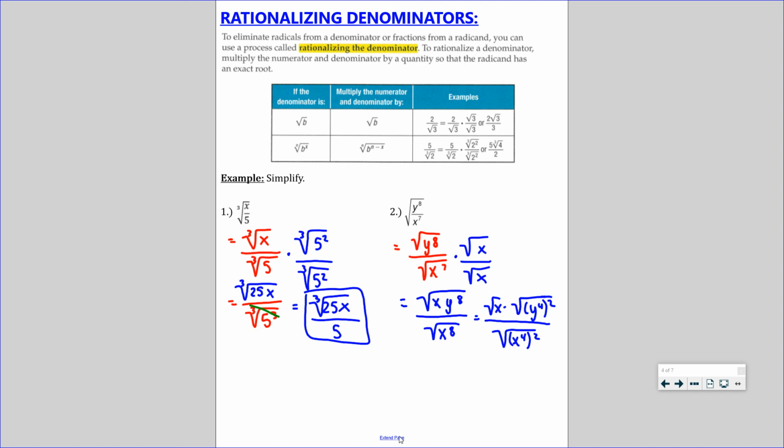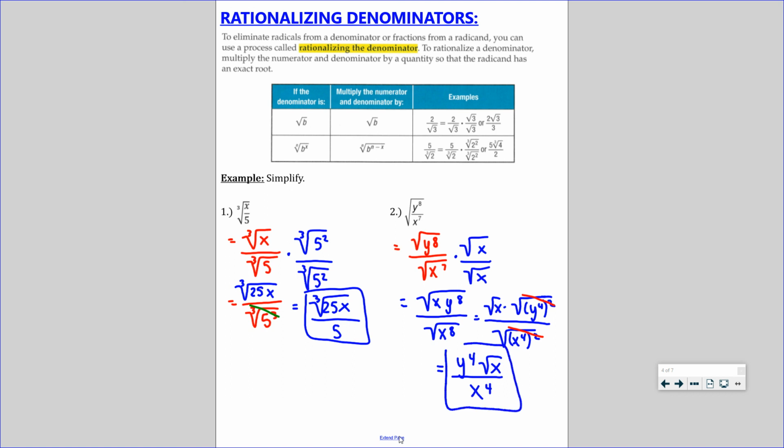Everybody with me? Yes. Now I'm simplifying. Those cancel. So I would have y to the 4th, and then I have that square root of x left up top over x to the 4th.